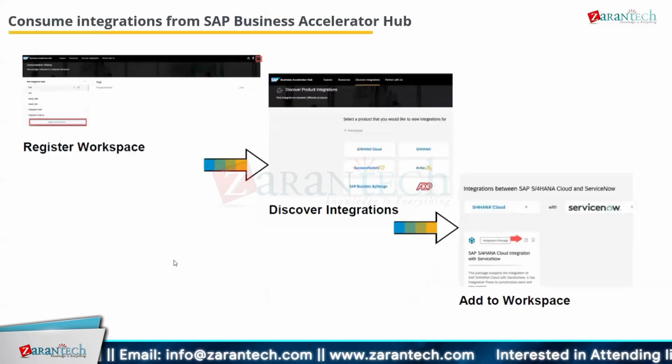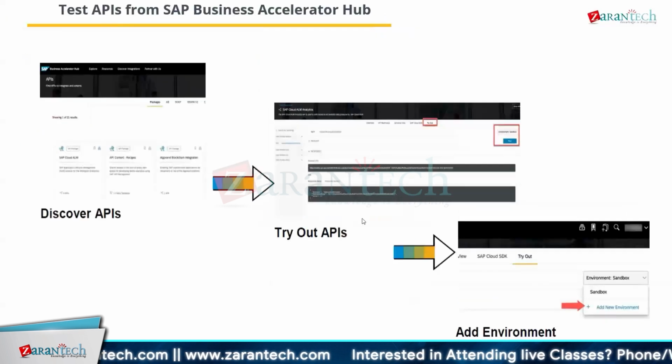I'll cover these steps: register your workplace, discover the integration, and add it to the workplace. How it works: discover the API. Discover your APIs, try out the APIs and put them on your sandbox. I'll try to show you this right away. What I'll do is stop the presentation for a while in the same place.